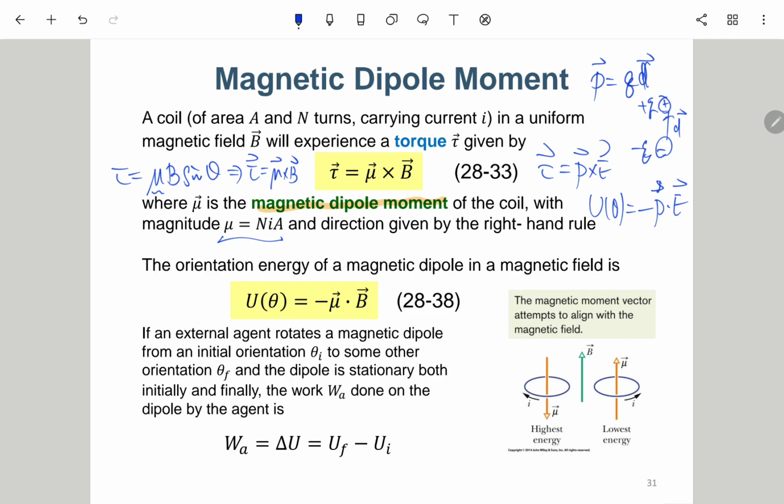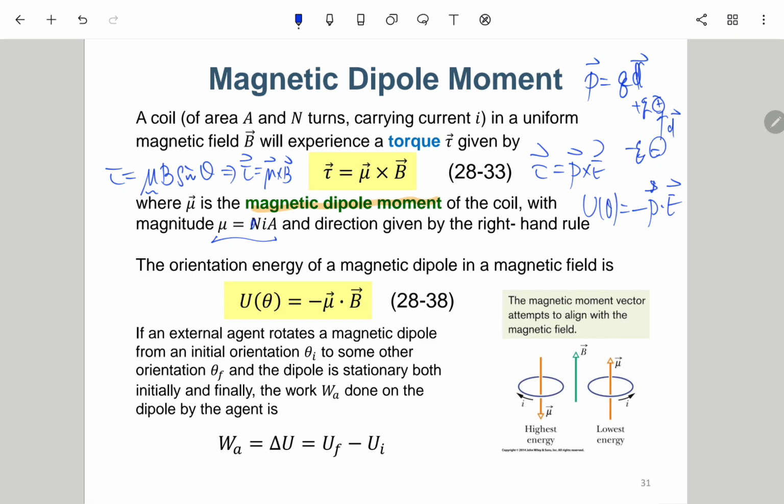coil with current. Actually the definition of the magnetic dipole moment is nothing but: you have a coil, you have number of turns capital N, and you provide it a current, and the area enclosed by this coil is A. With this structure, for example like this or like this, it's already a magnetic dipole moment.